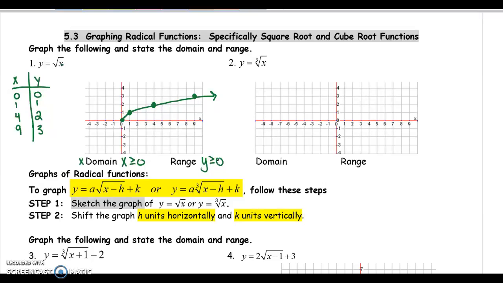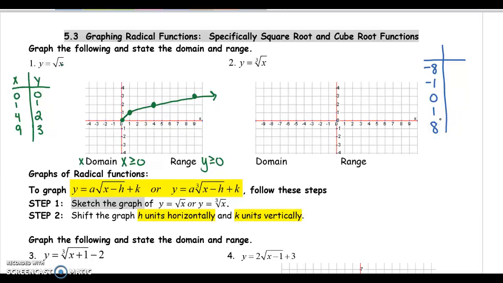Next, number 2, a cube root function. Y equals the cube root of x. This time it's the cube root. Can we take the cube root of negative numbers? Yes, if it's an odd index, you can have negatives under the radical. So we want to use the perfect cubes. Remember, the perfect cubes are, let's see, 1, 8, 27. It's 1 cubed, 2 cubed, 3 cubed. But I want negative numbers as well. So negative 8 is a perfect cube. Negative 1, 0, 1, and 8.